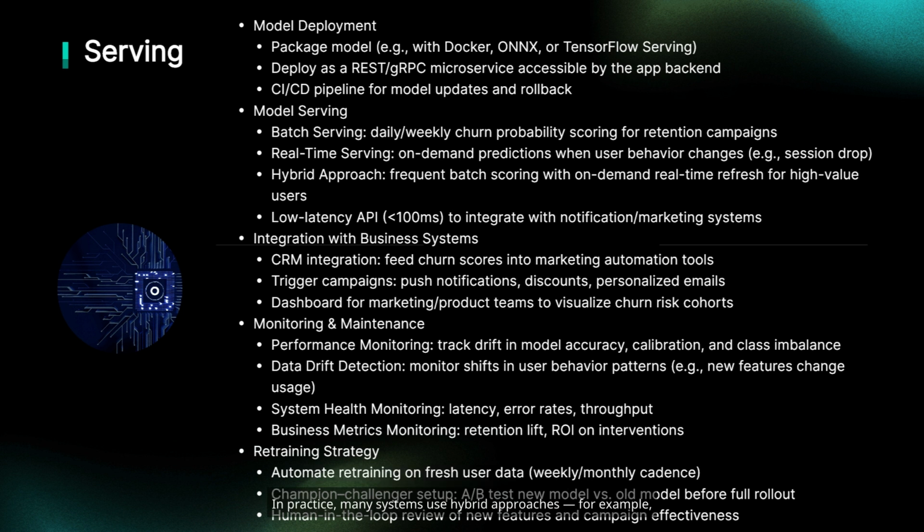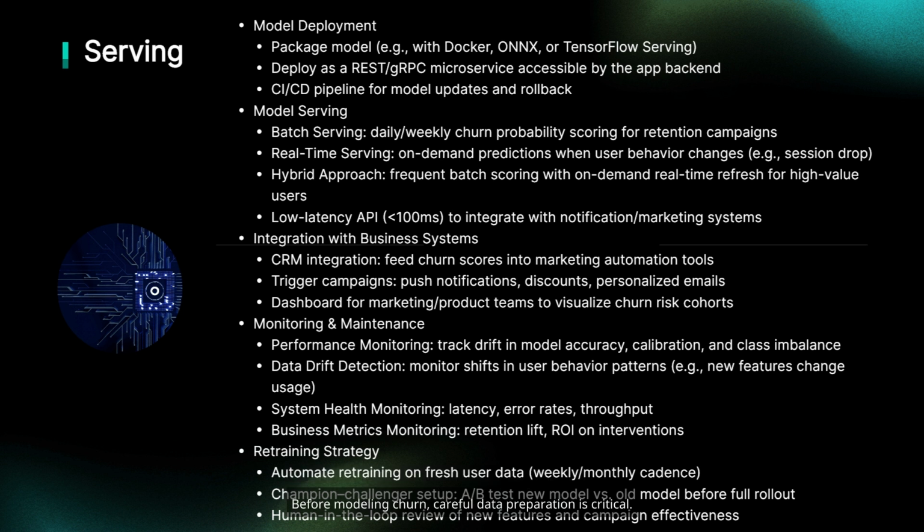In practice, many systems use hybrid approaches. For example, embedding user activity sequences with a transformer, then feeding those embeddings into a gradient boosting model for the final churn probability. Finally, the prediction horizon must be carefully defined. For daily use apps like gaming or social media, churn might mean inactive for 7 to 14 days. For less frequent apps like banking or travel, churn horizons might be 30 to 90 days. This definition directly impacts the quality of labels and the usefulness of predictions.